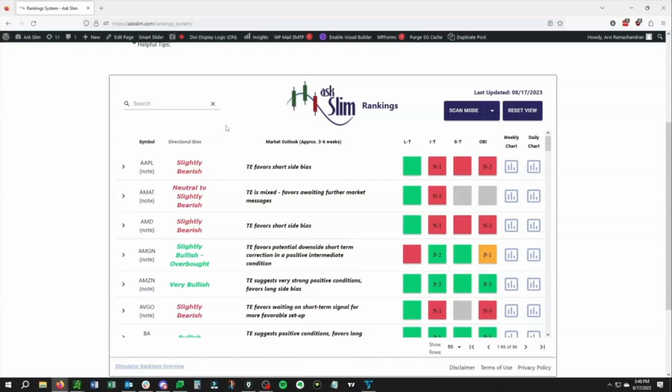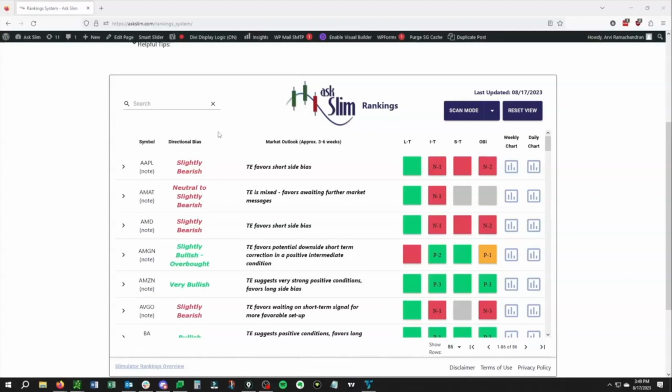Then we have the market outlook right here, which takes the technical evidence shown on the right and summarizes it into a few-word sentence to give you the core view that we have, based on both our cycle analysis and momentum analysis. So it's a great way to simplify and save a lot of time. After that, you will see our technical evidence shown here. And finally, on the right, we have our weekly and daily charts that you can open up right inside of the app. So let's first look at what's going on in the overall market.